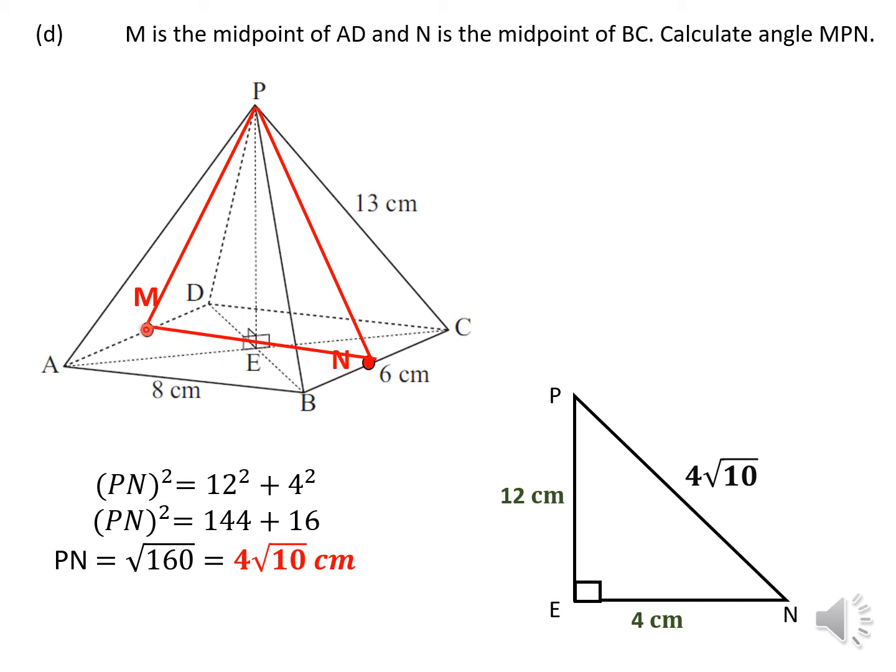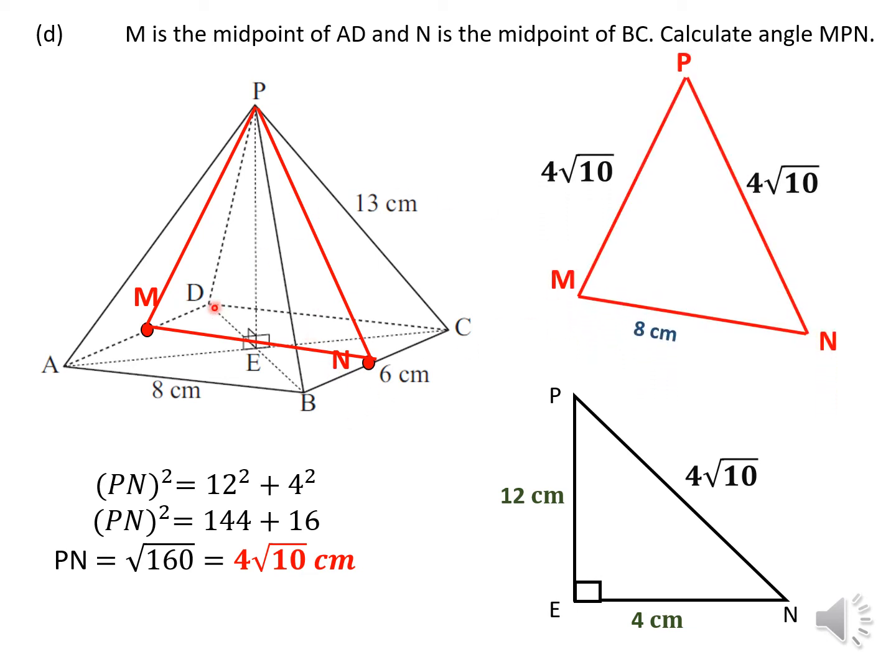Because remember, since M and N are midpoints of those lines, MN is parallel to AB, and also parallel to CD. So if you go from E to N, it has to be half of 8, which is where I get the 4 from. I've left my answer in surd form because I'm still supposed to use that answer to find missing values that are going to come. We're finding the angle MPN, so now I'll have to find angle MPN. That angle we can definitely calculate now.